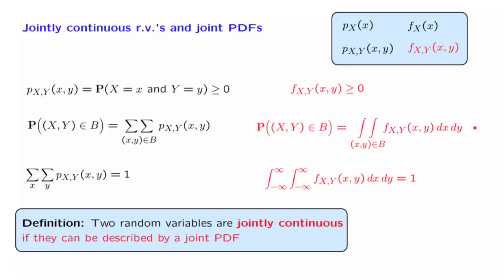So we have really an indirect definition. Instead of defining the joint PDF as a probability, we actually define it indirectly by saying what it does, how it will be used to calculate probabilities.